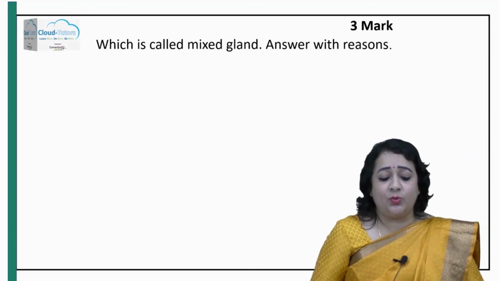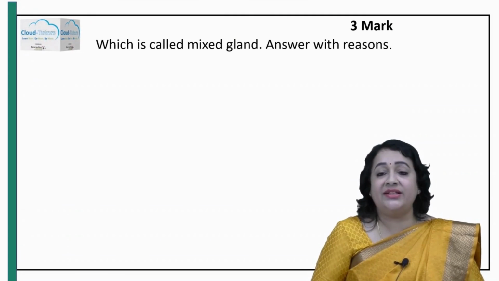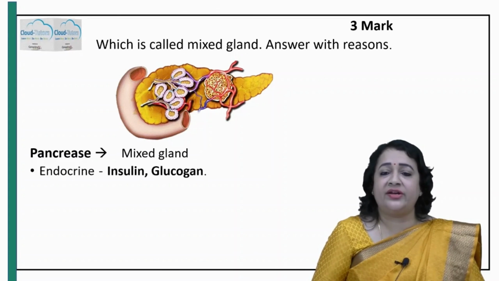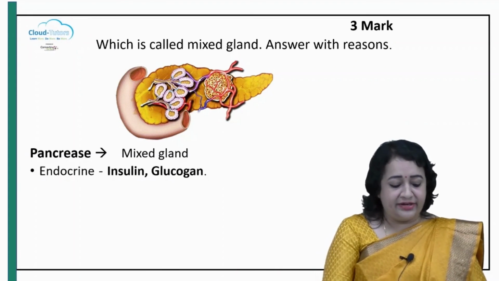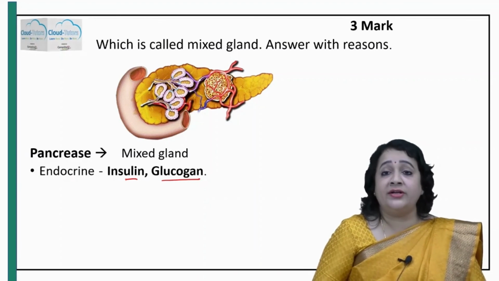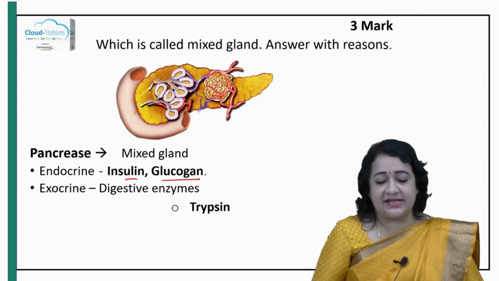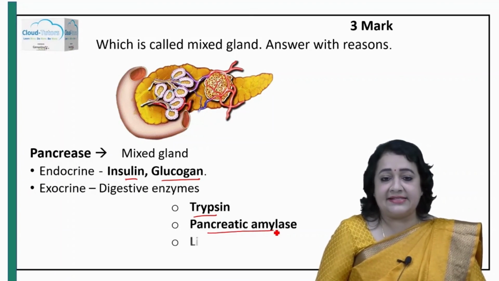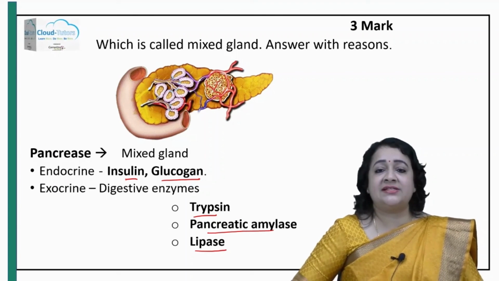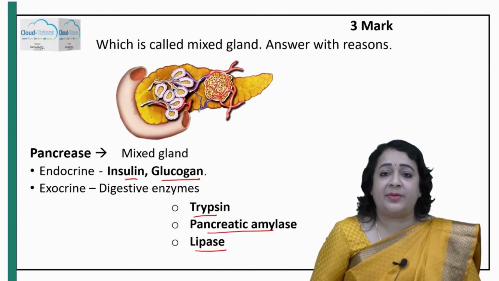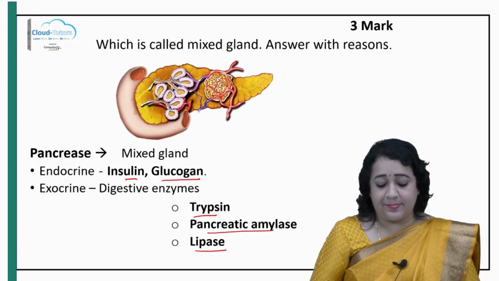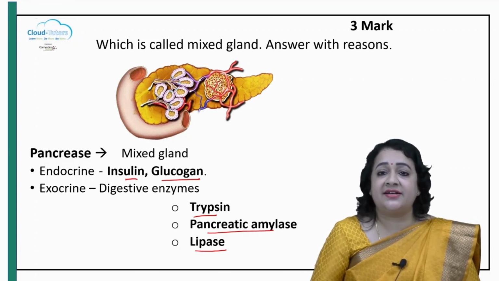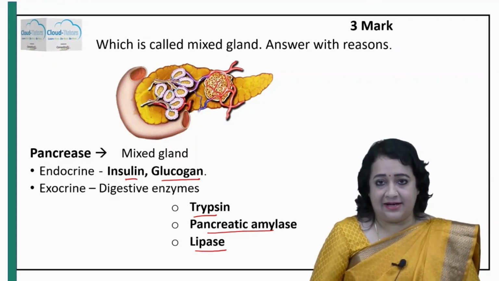Which is called a mixed gland? Answer with reason. So pancreas is called a mixed gland. Why? Because it has endocrine glands which secrete insulin and glucagon, and also it has exocrine glands which secrete enzymes for digestion. So pepsin, pancreatic enzyme and lipase. So these are the enzymes secreted by the pancreas for the digestion process. So it acts both as endocrine gland and exocrine gland. That's the reason pancreas is called a mixed gland.